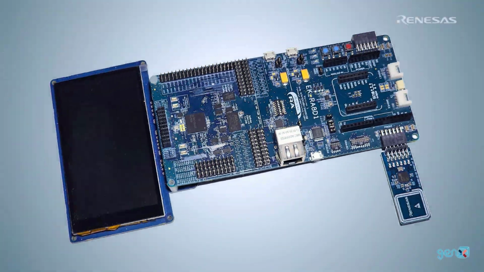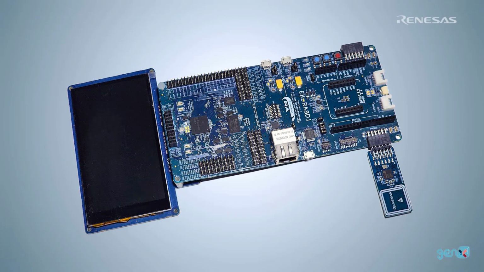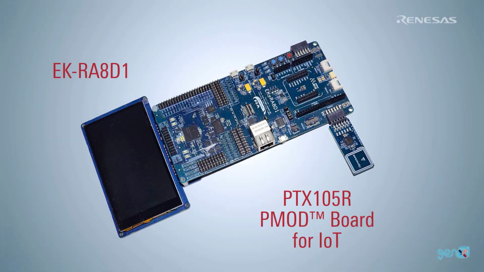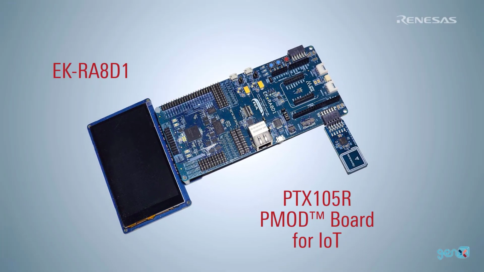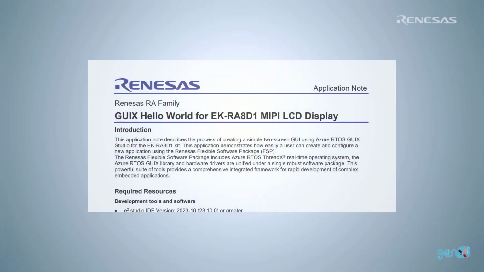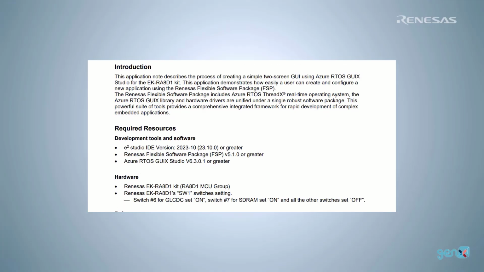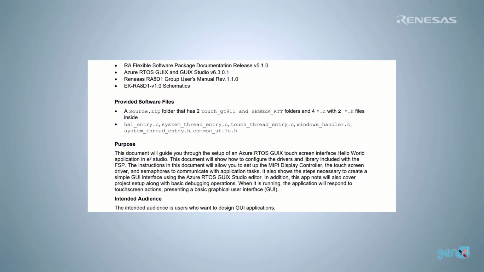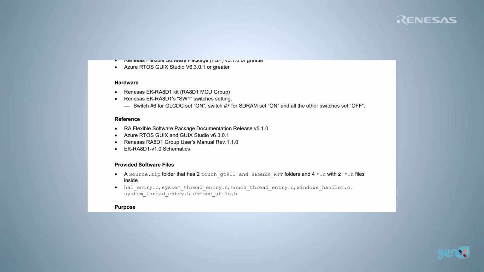First, we need to find a compatible Renesas board to host our project and connect to the PTX hardware module. In this demo, we'll be using the EK-RA8D1 board and PTX-105R PMOD for Quick Connect module. The project we'll be using is a Hello World example for the RA8D1. We will be integrating NFC into this project.